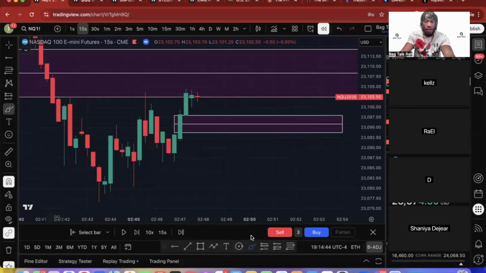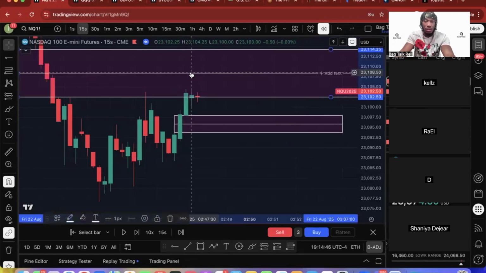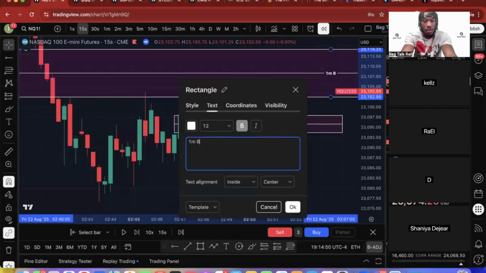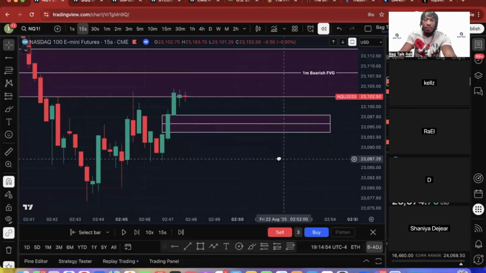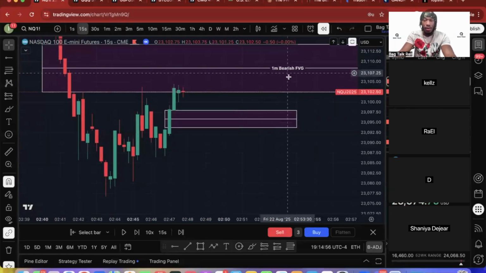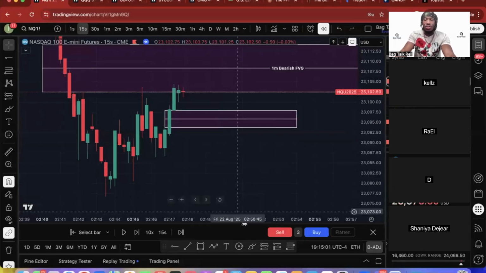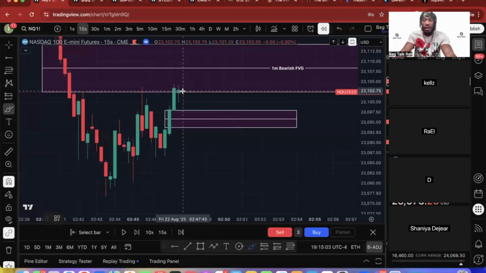So yes, let me label this. What was that? A 1 minute, right? 1 minute bearish fair value gap, so we don't forget what that is. All right. So we're in a 1 minute bearish fair value gap. So I'm looking for bearishness out of it. I just don't typically enter right away. I want to see price prove to me that it's rejecting it.